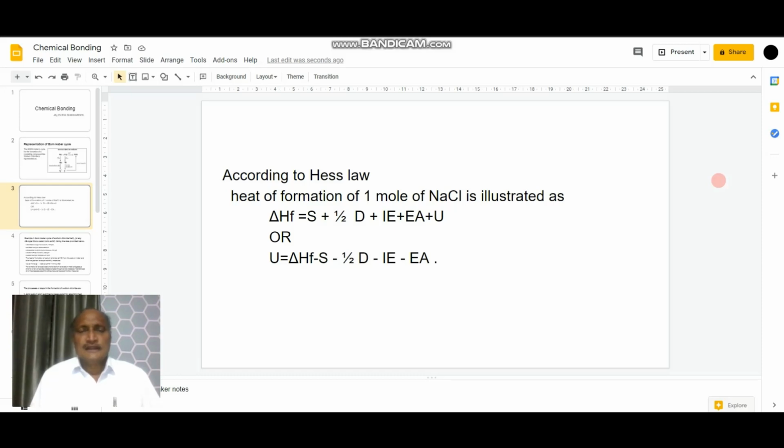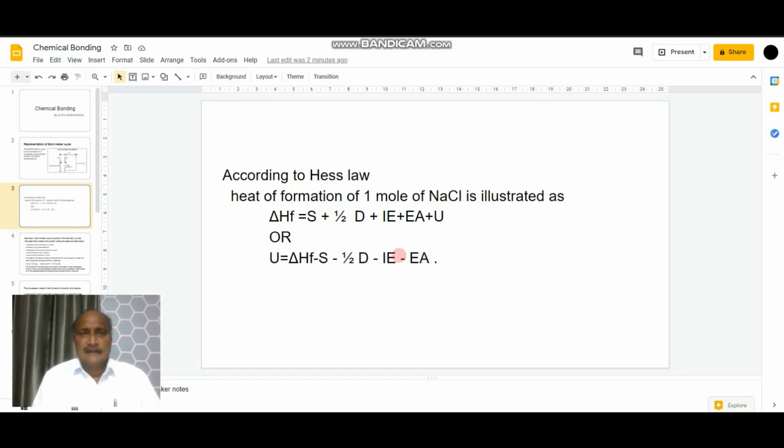Or the lattice energy U naught, or simply U, is equal to delta HF, that is the heat of formation, minus the sublimation energy S, minus the dissociation energy, that is 1/2 D, minus the ionization energy, minus the electron affinity.